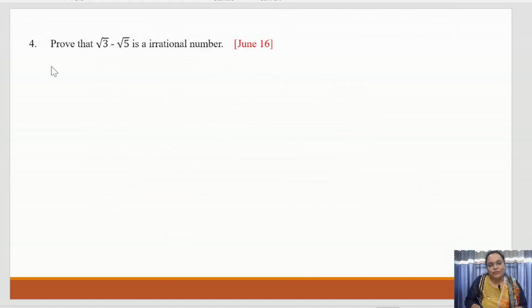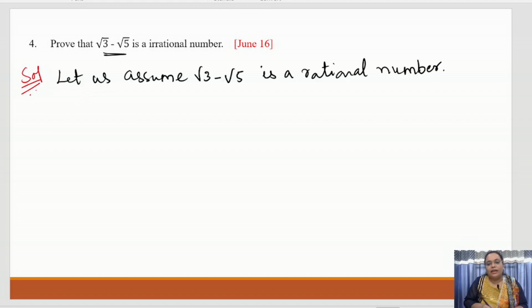So let us solve the next question. Prove that root 3 minus root 5 is an irrational number. To prove this, we will assume root 3 minus root 5 to be a rational number first. If this is a rational number, it should be in the form of p by q. So root 3 minus root 5 is equal to p by q, where q is not equal to 0.